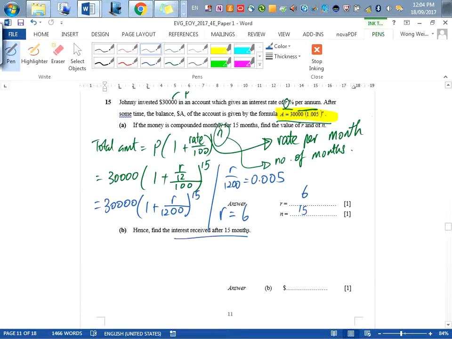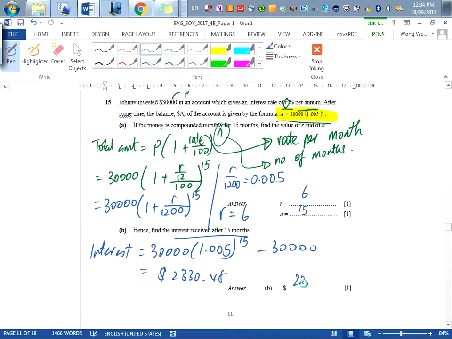Hence, find the interest received. It is just whatever you get in total minus your principal. In this question, we allow error carry forward. So whatever values you used, you just minus away your principal, and I will still give you the full 1 mark.